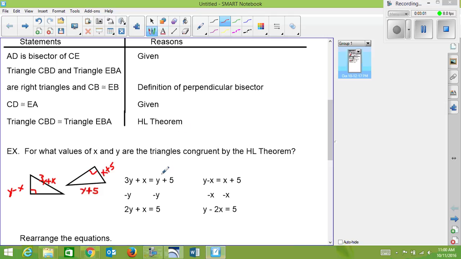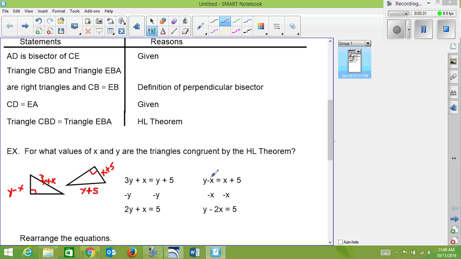Down here, the way you're going to do it is set the two sides that are congruent, this side here and this side, equal to each other, because if they're congruent, they have to be equal. So 3y plus x equals y plus 5. Then I'm going to get the y's on one side, so I subtracted y from both sides. That leaves me with 2y plus x equals 5.